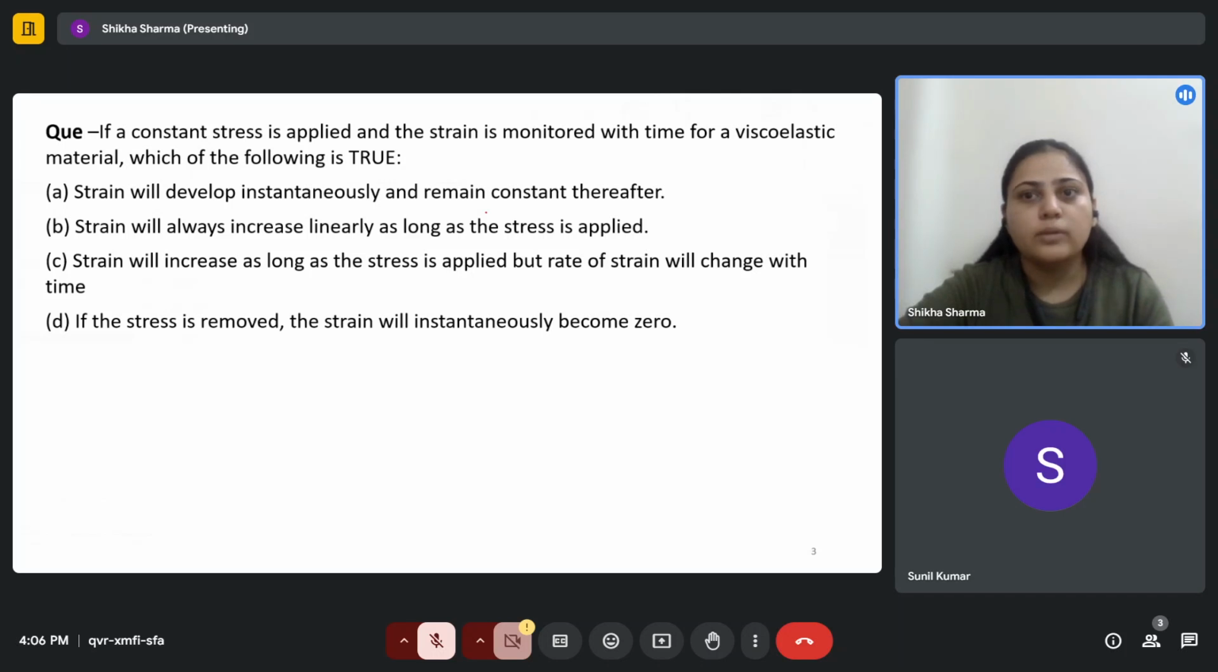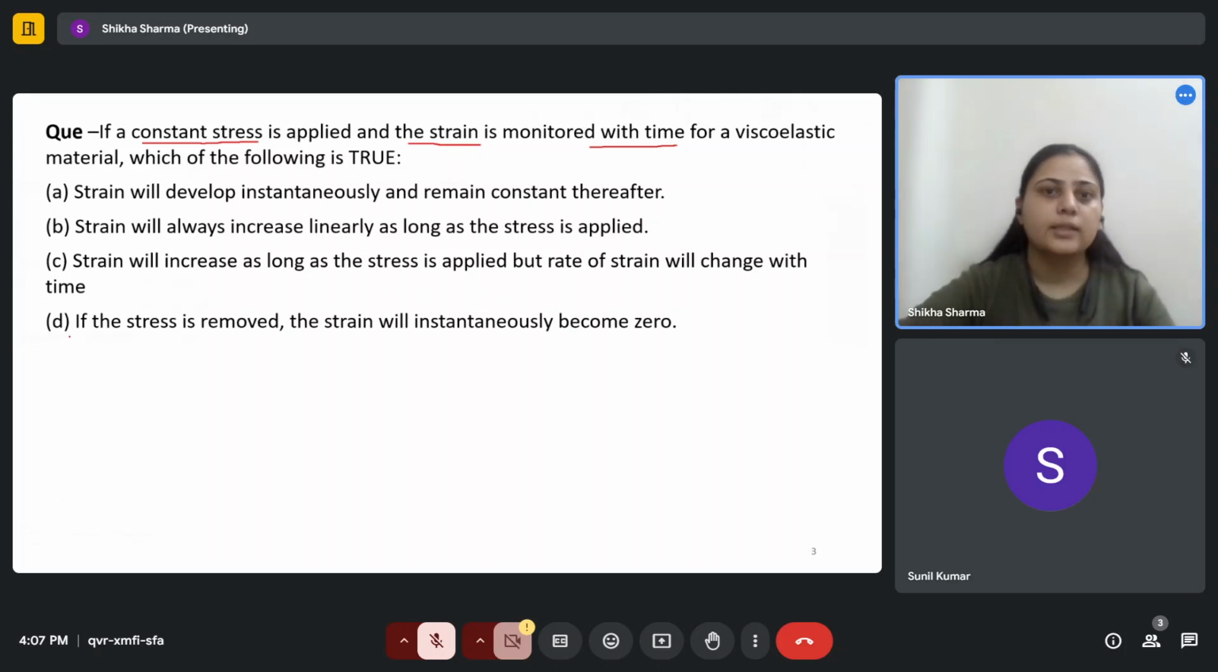So this problem is basically related to how a viscoelastic material behaves. Our polymer is basically a viscoelastic material. It is neither completely elastic nor completely viscous, right? So in this question it is being asked that if a constant stress is applied, and then we need to monitor the strain with time, how does it behave? We have these four options.